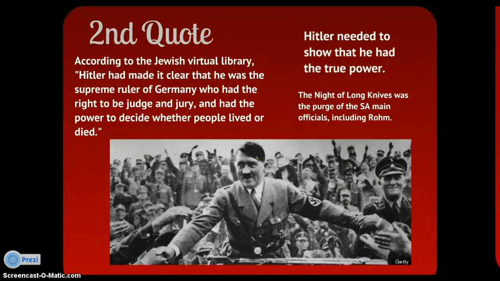According to the Jewish Virtual Library, Hitler had made it clear that he was the supreme ruler of Germany who had the right to be judge and jury, and had the power to decide whether people lived or died. Hitler needed to show that he had the true power. The Night of the Long Knives was the purge of the SA main officials, including Rome.